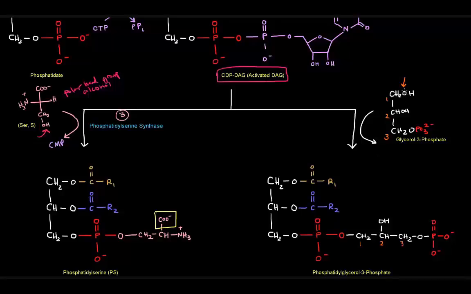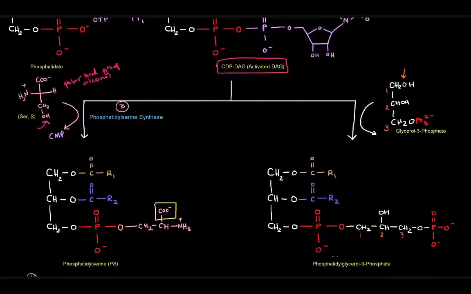And this OH here is on the end of this molecule, whereas this OH is on carbon number 2, in the middle of the molecule. So carbon number 1 gets connected to that phosphate group there. And now we have phosphatidylglycerol-3-phosphate. So this is a glycerophospholipid, and again, we're talking about another step 3 here. And this one is catalyzed by phosphatidylglycerol-3-phosphate synthase. Again, that's just the name of the thing that we're making, followed by synthase.